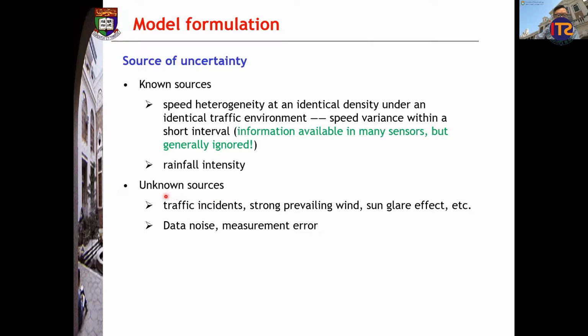And then there are also some unknown sources like traffic incidents, strong winds, and so on and so forth. But all this is actually not available in the data source, and so sometimes they're not modeled. But all these unknown effects will be captured by the general error term in the model.